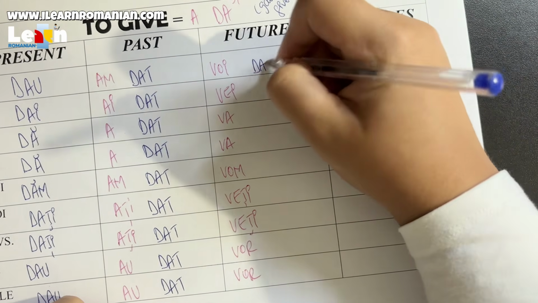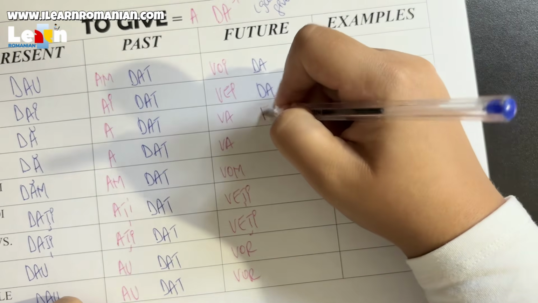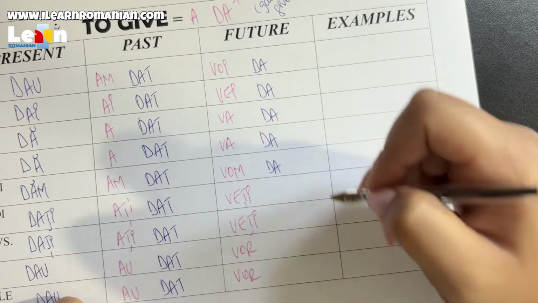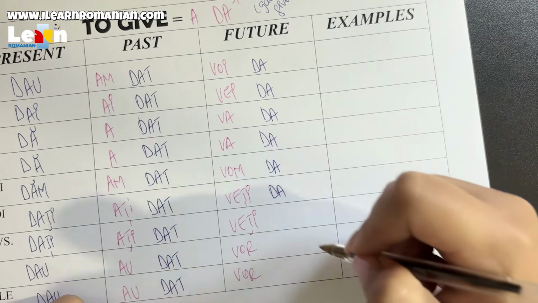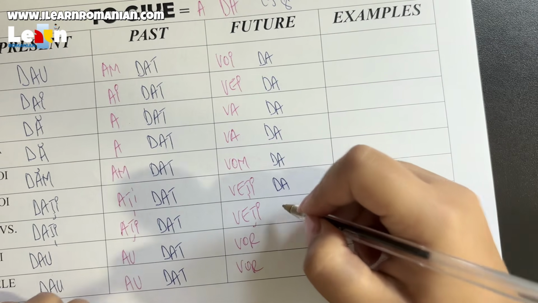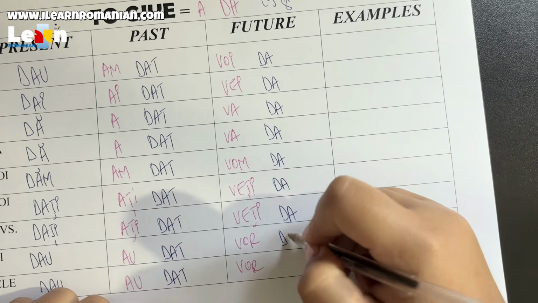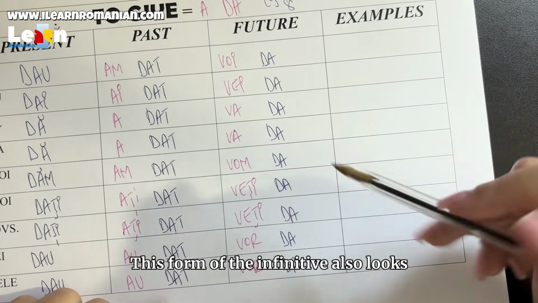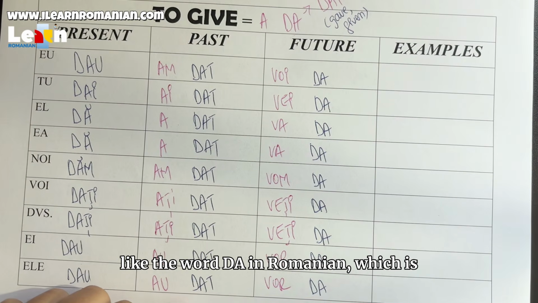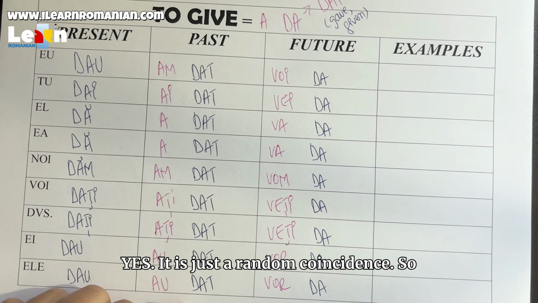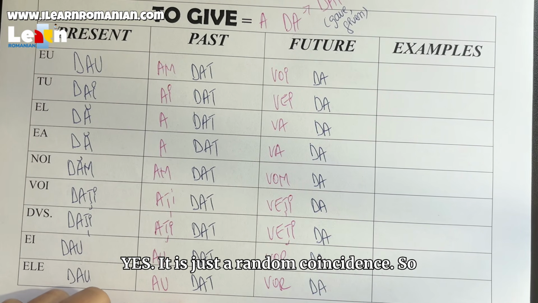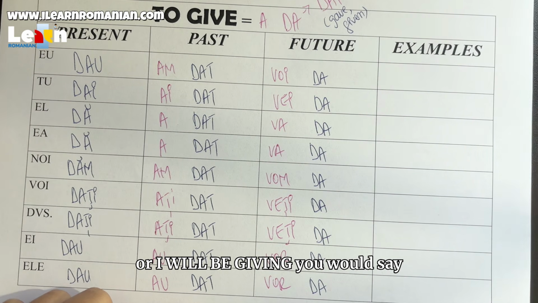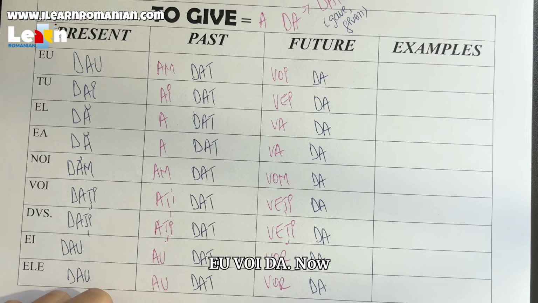Eu voi da, tu vei da, el va da, ea va da, noi vom da, voi veți da, dumneavoastră veți da, ei vor da, ele vor da. This form of the infinitive also looks like the word da in Romanian, which is yes. It is just a random coincidence. So if you want to say I will give or I will be given, you would say eu voi da.